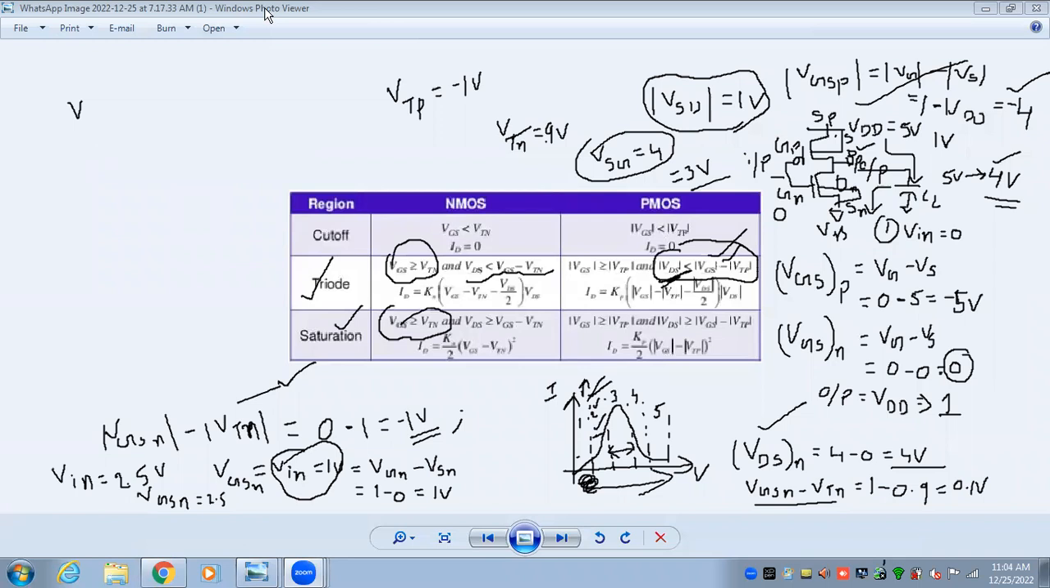So here we have VGSN is equal to 2.5 volts.